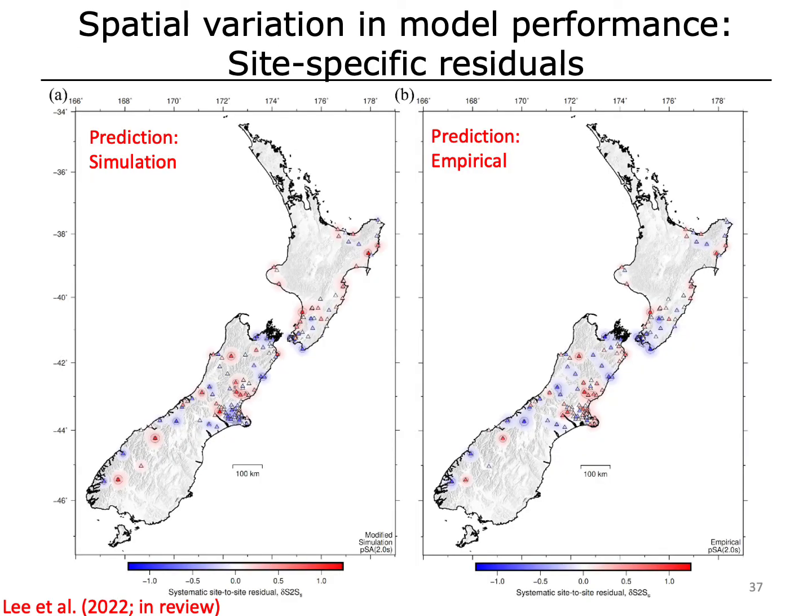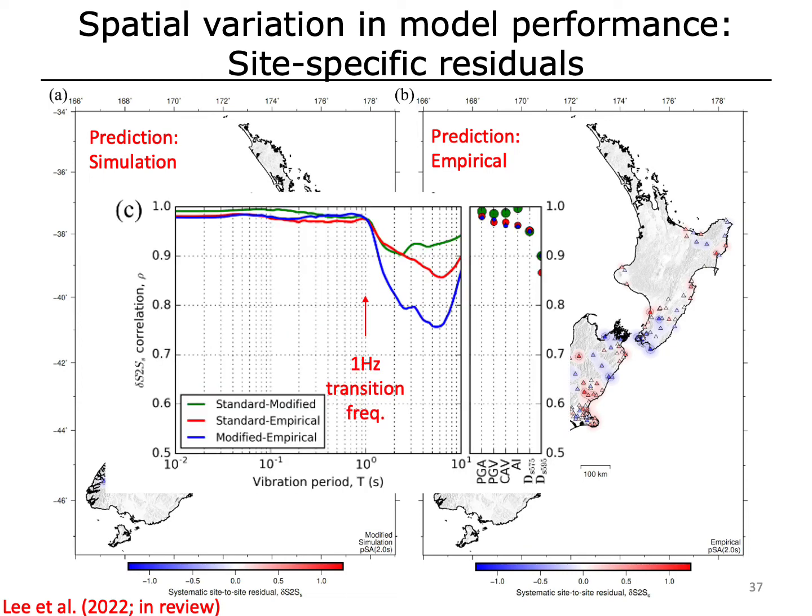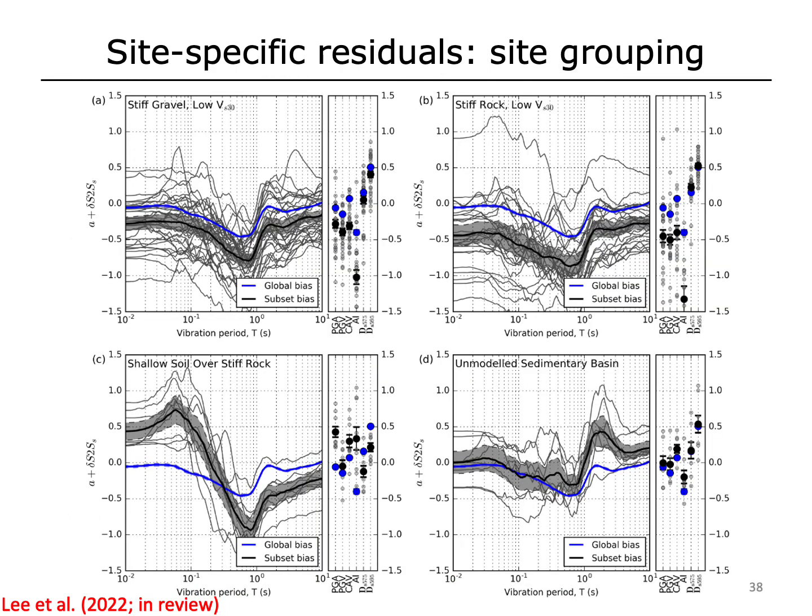We can do similar things when we look at site-specific residuals between our predictions, and in particular what we see is that we have very strong correlation between those residuals at high frequencies, in particular because both simulation and empirical methods tend to use similar approaches. Further digging into some of those results as an illustration, we can qualitatively group different sites.